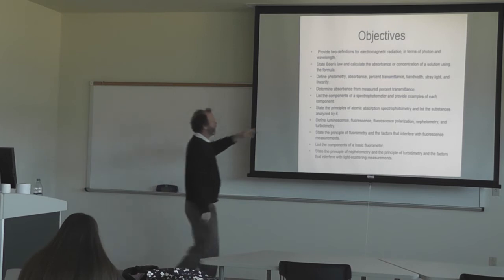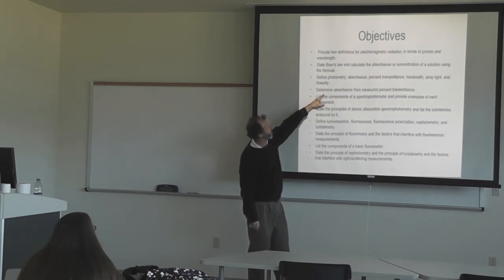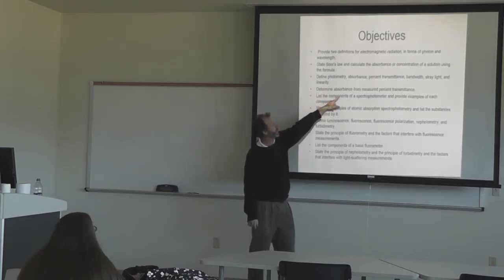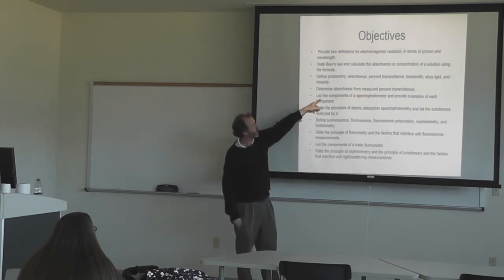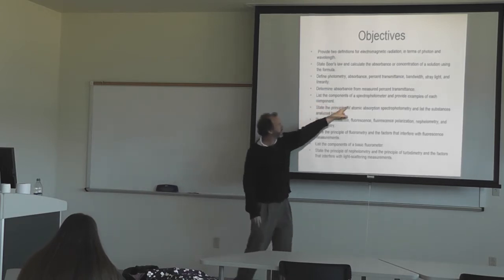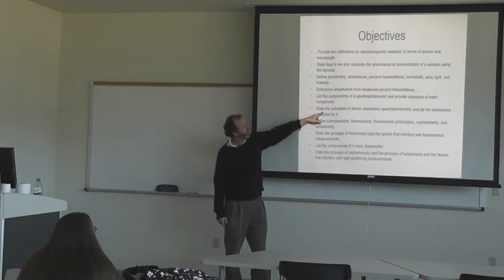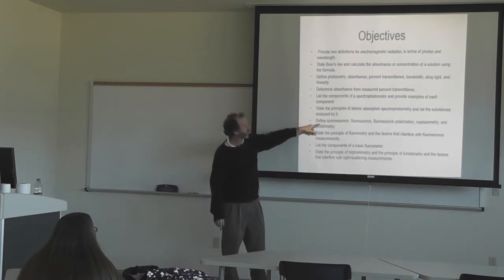Define photometry, absorbance, percent transmittance, bandwidth, stray light, and linearity. These are all good objectives to know. Determine absorbance from measured percent transmittance. This is one of the calculations you'll have to do. We'll get into the equations for that and how to do that. List components of a spectrometer and provide examples of each component. State the principles of atomic absorption spectrometry and list the substances analyzed by it.